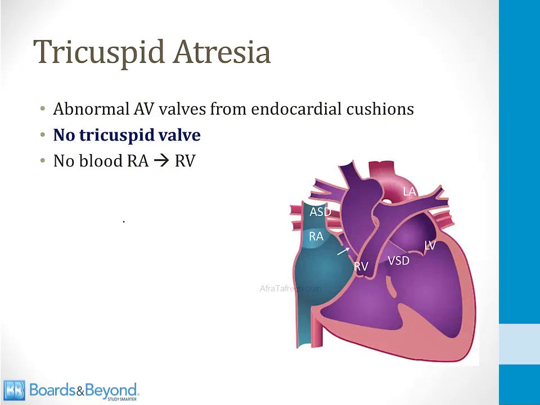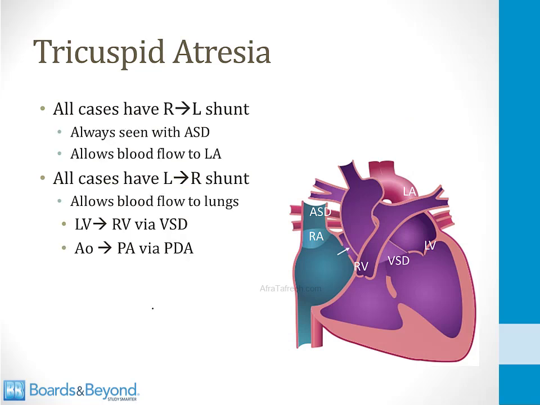Now let's talk about tricuspid atresia. In this condition, there is abnormal formation of the AV valves from the endocardial cushions, and what this leads to is a situation where there is no tricuspid valve in the heart, and therefore blood cannot flow from the right atrium to the right ventricle. Since blood cannot travel directly from the right atrium to the right ventricle and then to the lungs, the only way tricuspid atresia is compatible with life is if there is a right to left shunt to allow blood flow to go to the left side of the heart, and then another left to right shunt to allow blood to come back to the right ventricle and go to the lungs.